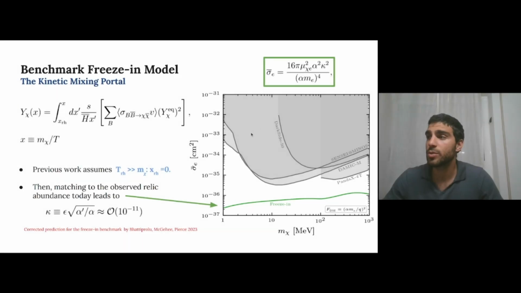Now, in this figure, I'm also plotting the current electronic recoil direct detection exclusion limits from various experiments, namely DarkSide-50, SENSEI, DAMIC-M, and PandaX, and one can clearly see that the green curve representing the freeze-in benchmark lies at least an order of magnitude below the current experimental bounds.